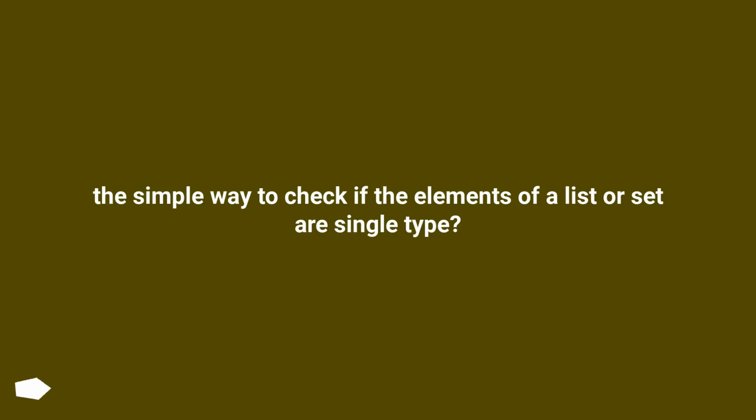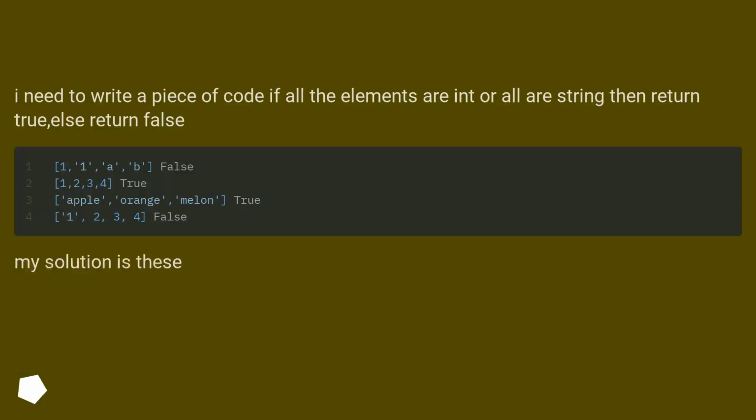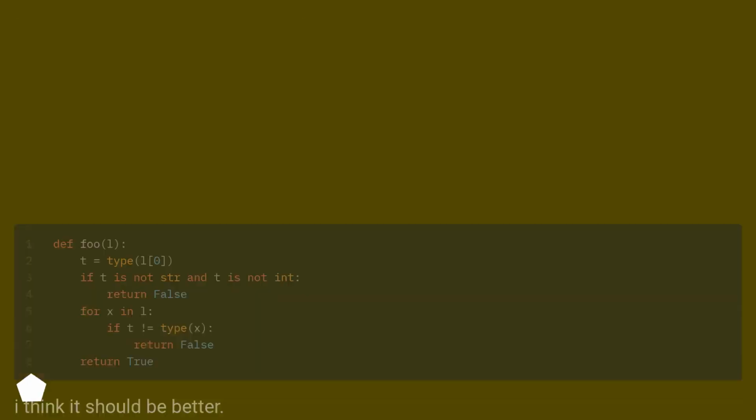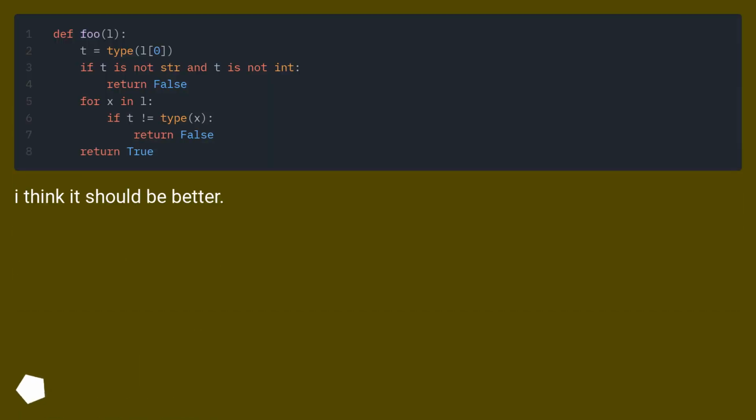A simple way to check if the elements of a list or set are a single type? I need to write a piece of code: if all the elements are int or all a string, then return true, else return false. My solution is this. I think it should be better.